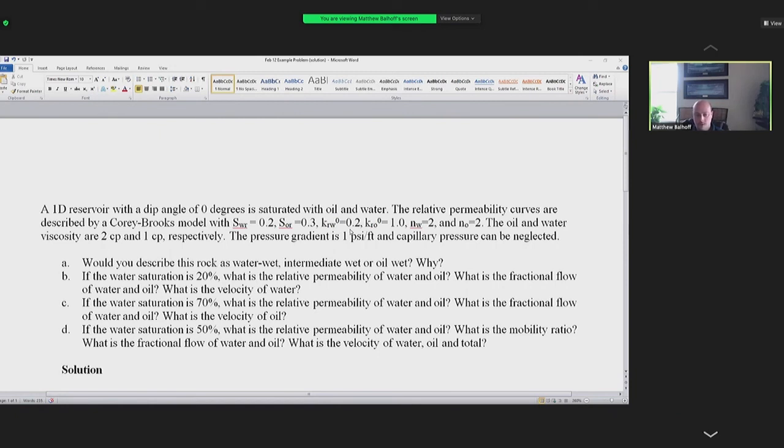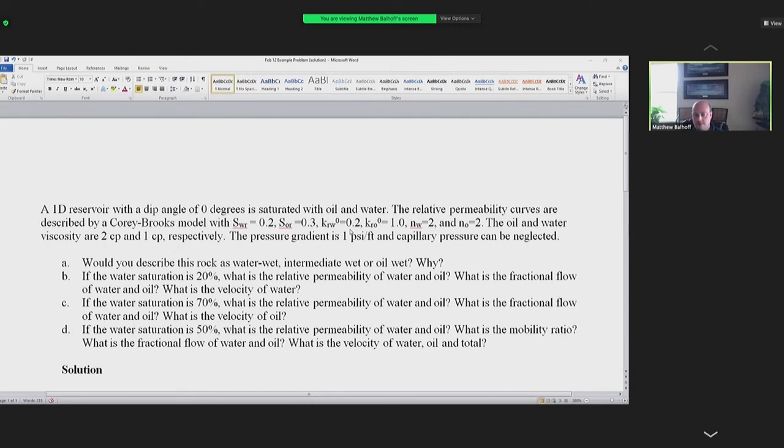Okay, so this one's a little tougher, and I might give you 4 to 5 minutes to work on it. So the water saturation is 50%. What is the relative permeability of water and oil? This one's going to involve a calculation.